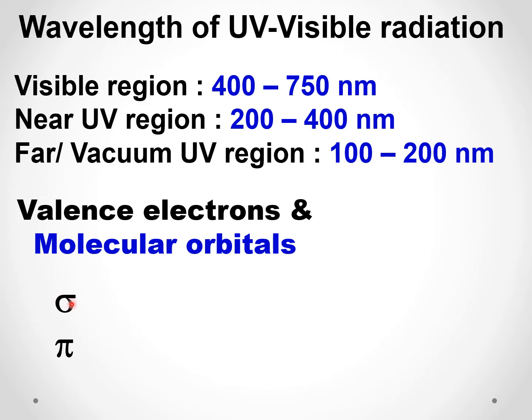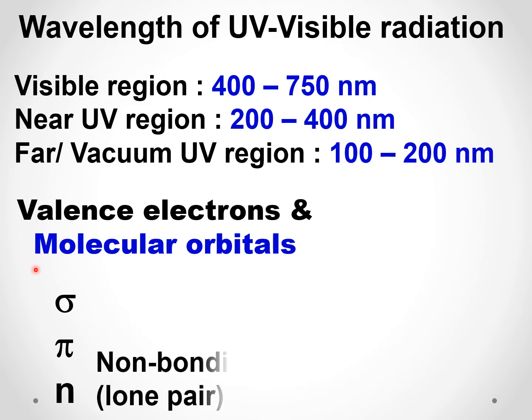Now in addition to these two, you have some electrons like nitrogen has a lone pair of electrons, and oxygen has two lone pairs of electrons. These are not directly involved in bonding, but these can be used for bonding if required. So these are classified as non-bonding electrons. You can call it lone pair, but in spectroscopy these are called non-bonding electrons.